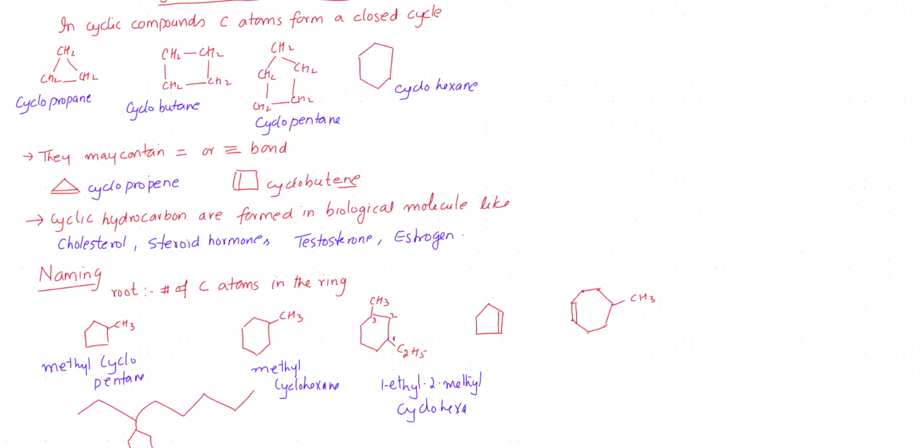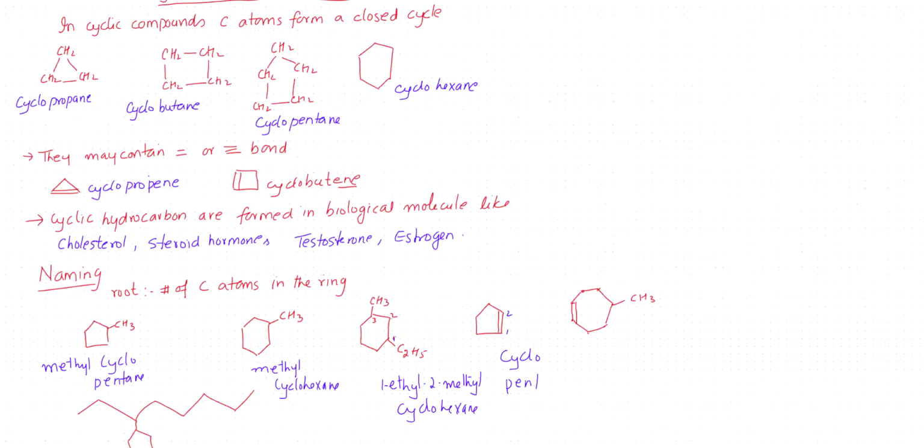In this compound, there are 5 carbons in a closed cycle, but there is a double bond here. So we name this carbon 1 and this 2, and we number from where the double bond starts. Either you can go clockwise or counterclockwise. So it is called cyclopentene.